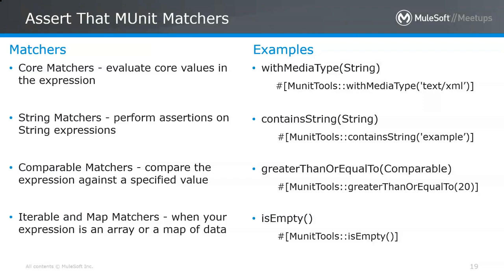And then the iterable and map matchers that allow you to check an expression. When your expression is an array or a map of data, you can check to see if it's empty. And again, it's very vast. These are just a few examples to show you the power that this has, the ability that this has to check to make sure that you're getting the results that you want.